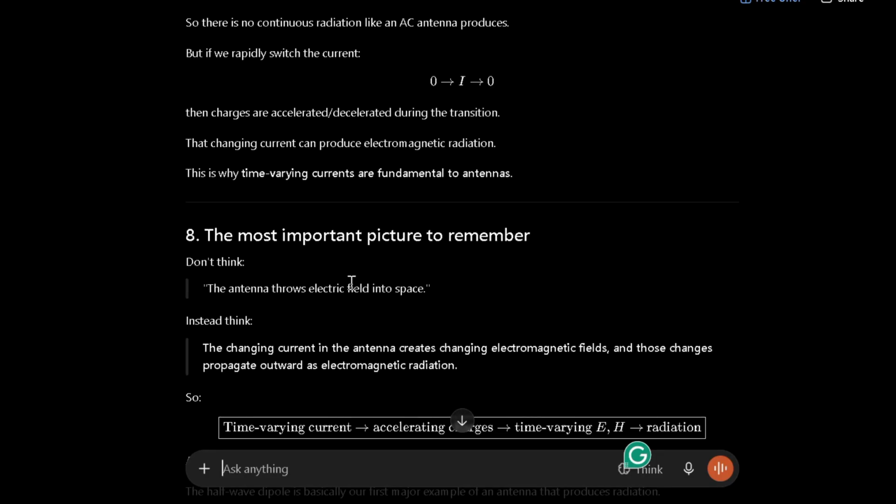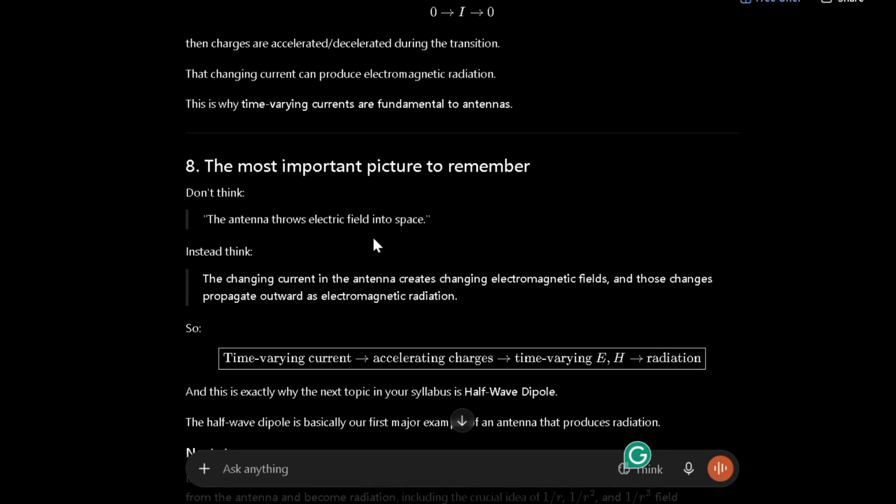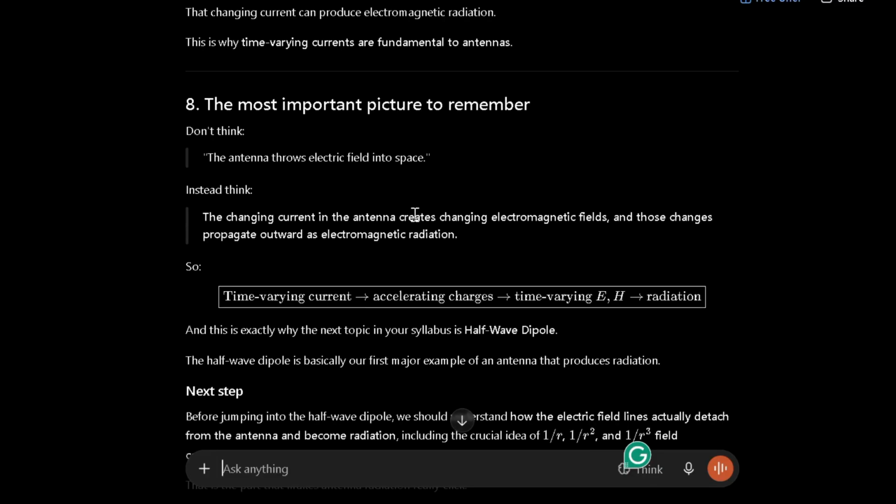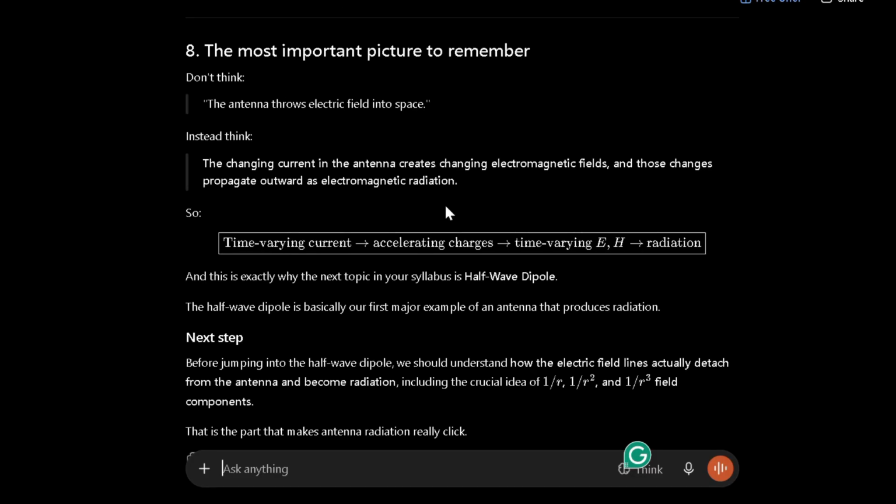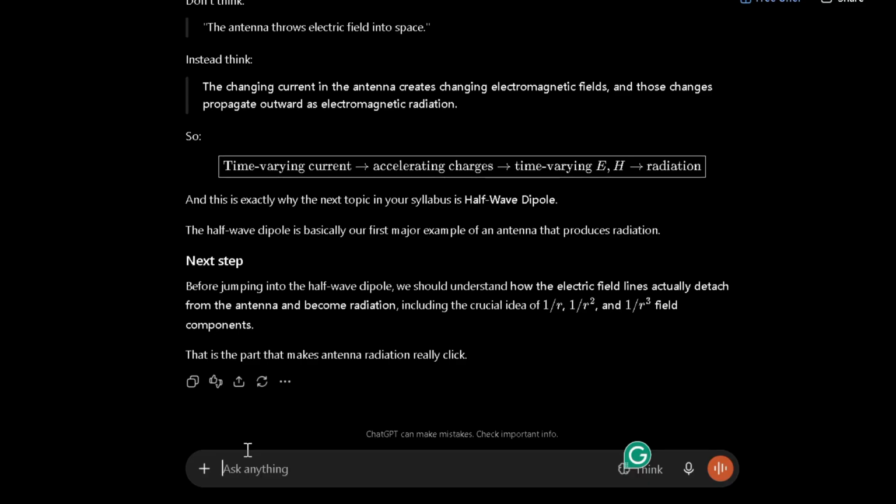The most important picture to remember: don't think the antenna throws electric field into space. Instead, the changing current in the antenna creates a changing electromagnetic field, and those changes propagate outward as electromagnetic radiation. So: time-varying current, accelerating charges, time-varying electric and magnetic fields, radiation. And this is exactly why the next topic in the syllabus is the half-wave dipole.